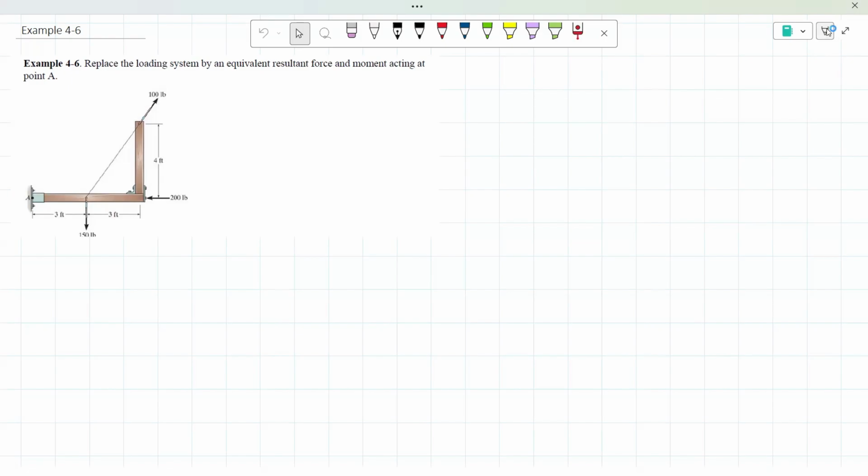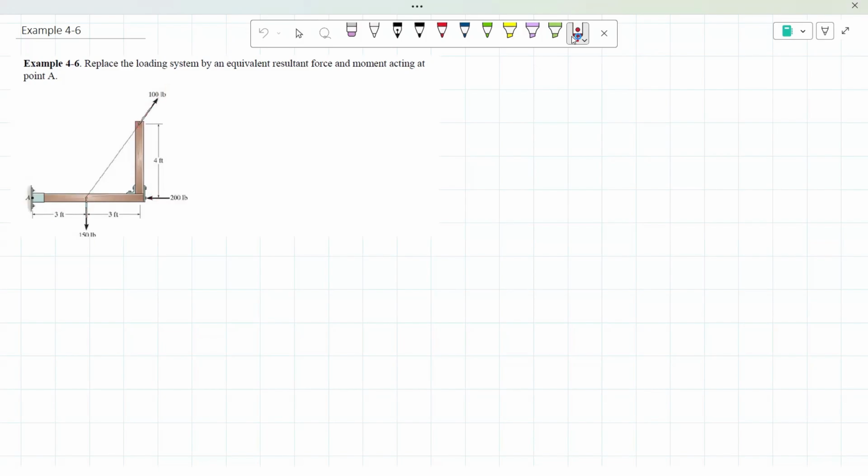Hello everyone, today we're going to be working on example 4-6 and this example is asking us to replace the loading system by an equivalent resultant force and moment acting at point A. So what we're going to try to do is find the equivalent resultant force and moment that's going to be acting at point A. Our point A is right here. And then from there, we have these forces, the 150 pounds, 200 pounds, and this 100 pounds.